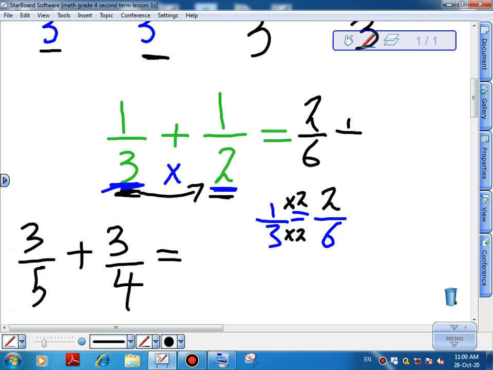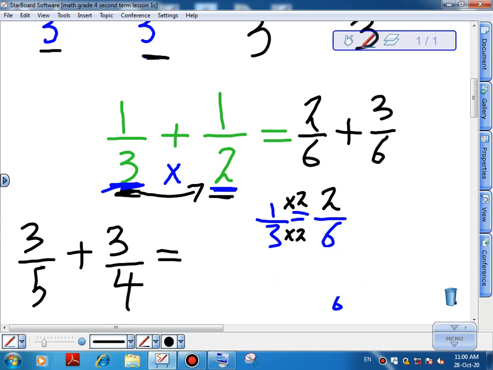The next one, half, 1/2. We need to change 2 to be 6. We multiply both 2 and 1 by 3. 1 times 3 equals 3. 2 times 3 equals 6. It will be 3 over 6.